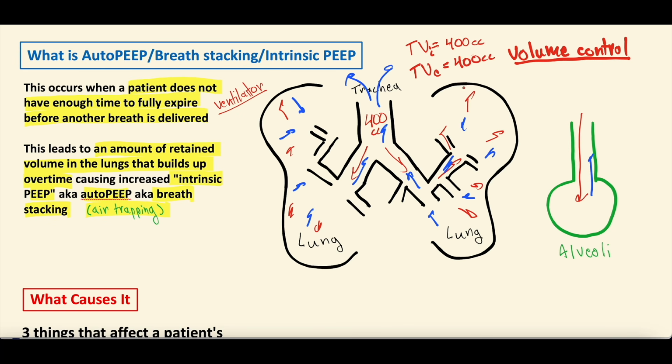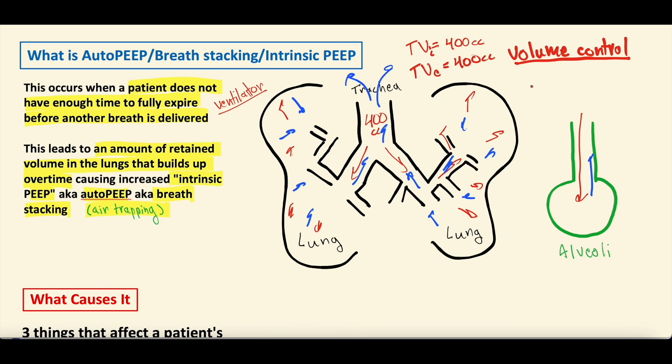But what happens when the lungs are diseased? Right? Let's say that there's a bunch of disease in the lungs, and those lungs can't expire at a pace fast enough to empty all that volume before the ventilator says, oh, it's time to give you another breath, right?